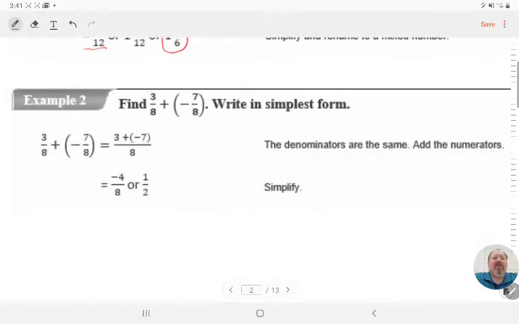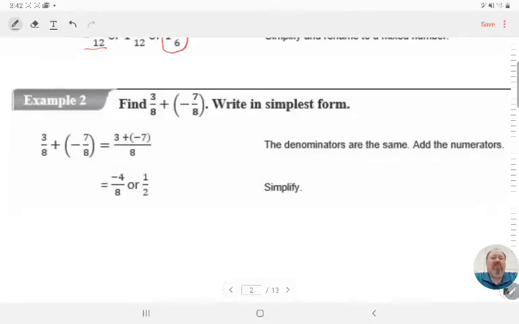This time we have 3/8 plus a negative 7/8. When we have 3/8 plus negative 7/8, we have the same denominator, so we're just going to carry that over. And then the numerator is 3 plus a negative 7. They have opposite signs, so we subtract 7 minus 3, which is 4, and keep the sign of the larger absolute value. The absolute value of negative 7 is 7, which is bigger than 3. So that gives me negative 4 over 8.